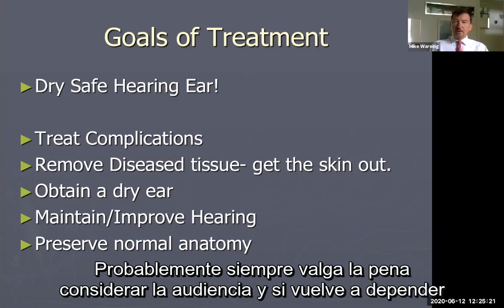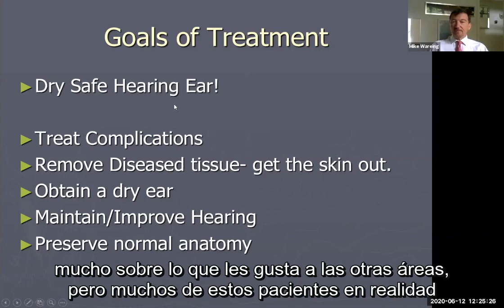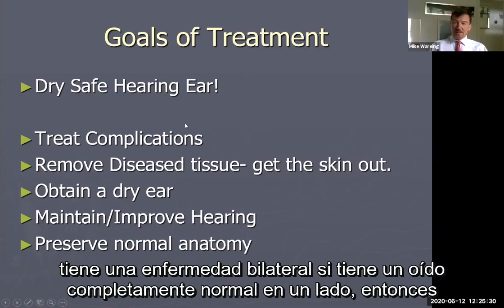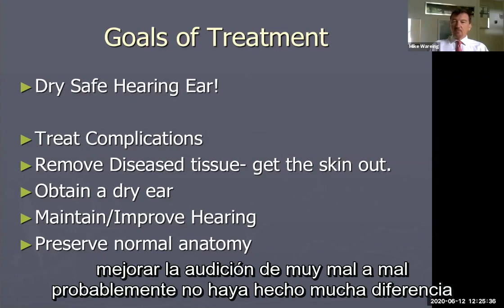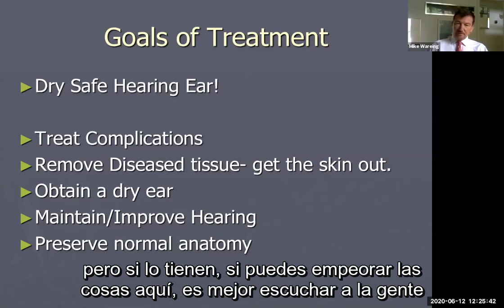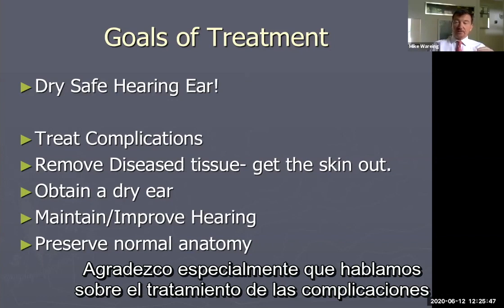But I think it's probably always worthwhile considering the hearing, and it'll depend very much upon what the other ear is like. But a lot of these patients actually have bilateral disease. If you've got a completely normal ear on one side, then improving the hearing from very bad to bad probably doesn't make too much difference. But if you could make a worse ear a better ear, people particularly appreciate that.